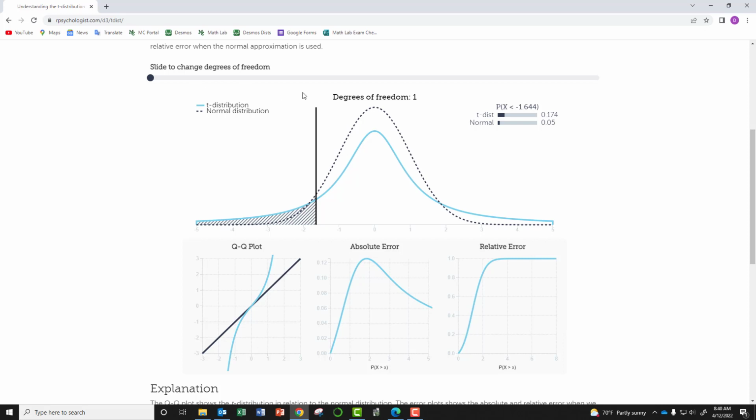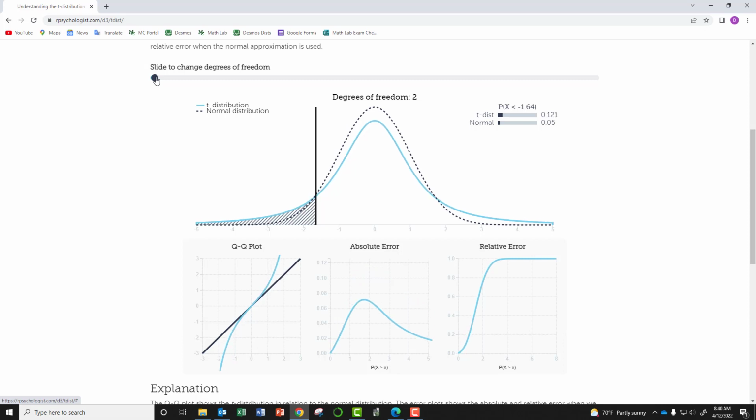So if I had a sample size of 2, that would give me 1 degree of freedom, and this is what my t-distribution would look like. But notice as I increase my sample size from 2 to now 3, my degrees of freedom would be 2, and notice that the t-distribution for 2 degrees of freedom is much closer to the normal distribution, right? You can see the difference happening.